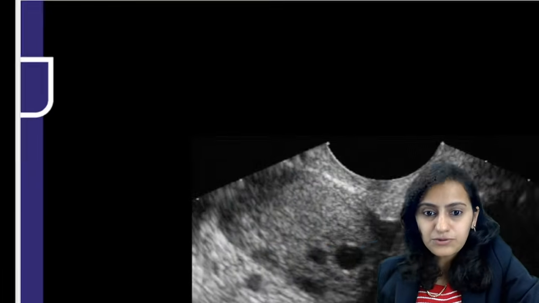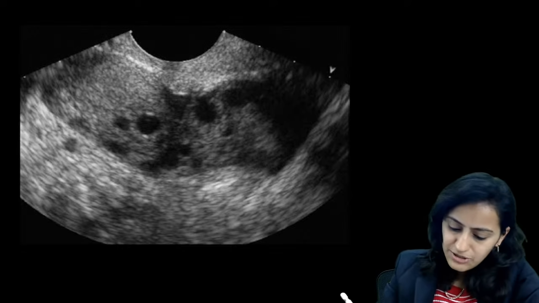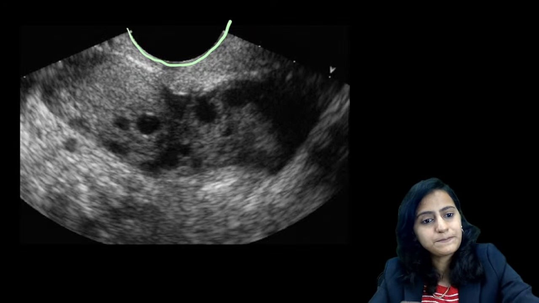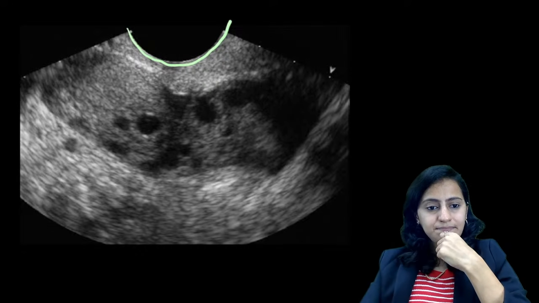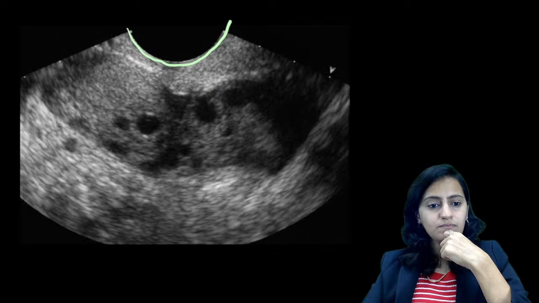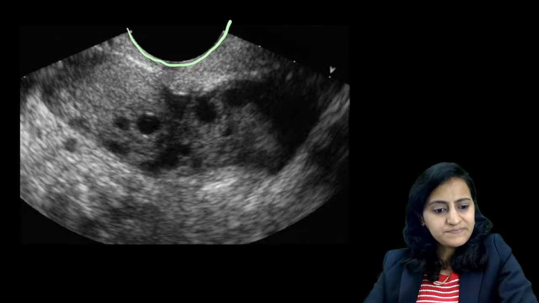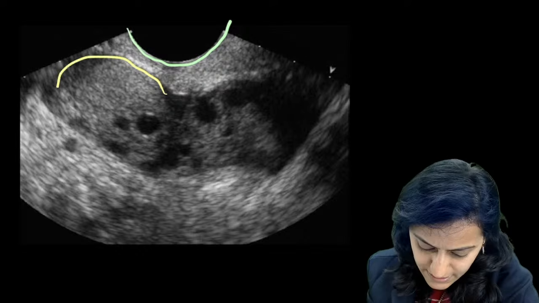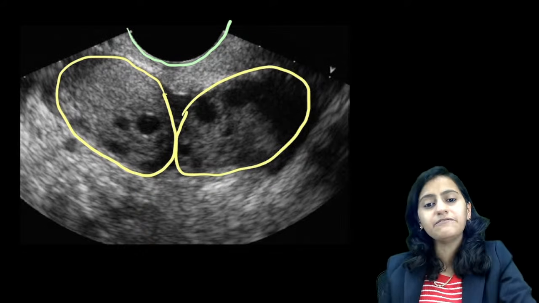Going on to the next one here. Okay, look at this image. Again, a transvaginal sonography. What do you think this image is showing? So what we have here is one ovary, and this is the second ovary that we have.